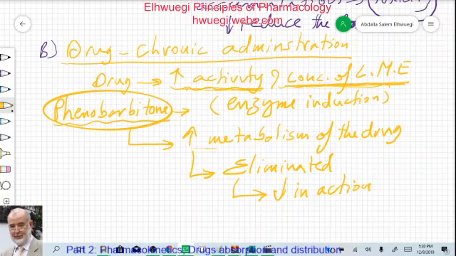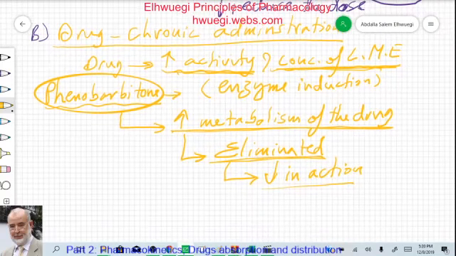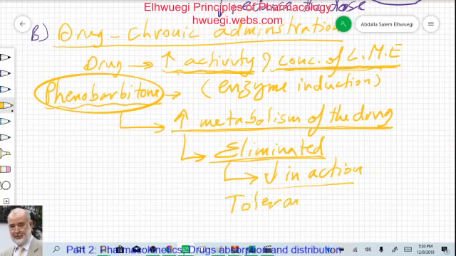This will increase metabolism of the drug, i.e. the drug will be eliminated at a faster rate. That means decreasing the action of the drug. This takes place after some time, maybe weeks after drug administration. This is known as tolerance. Okay?